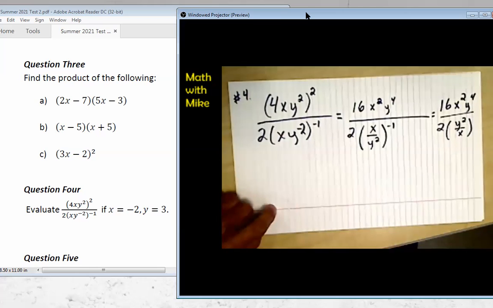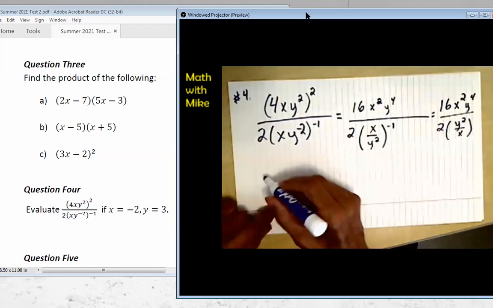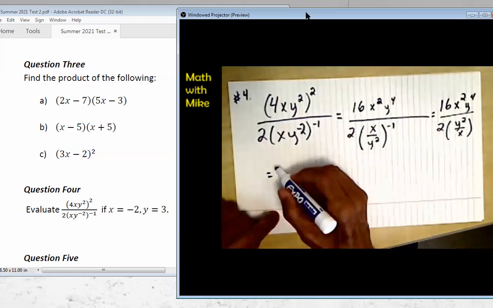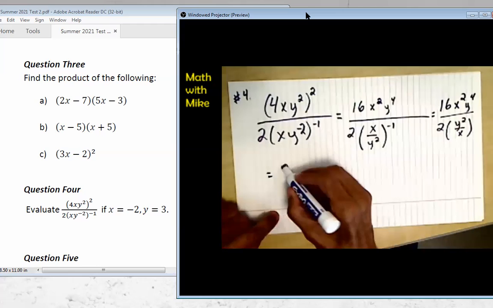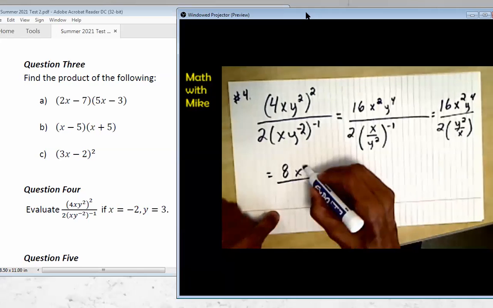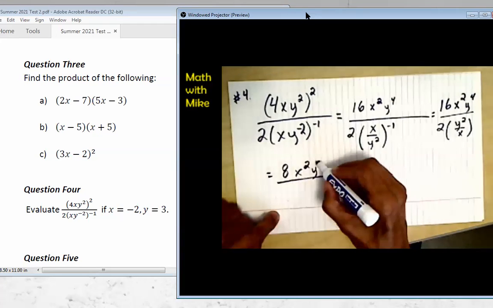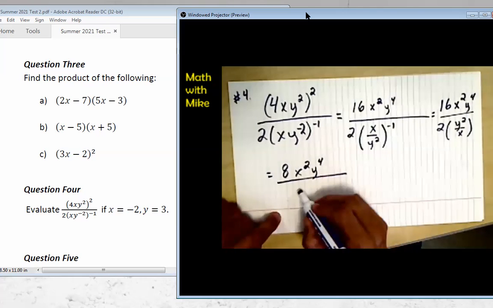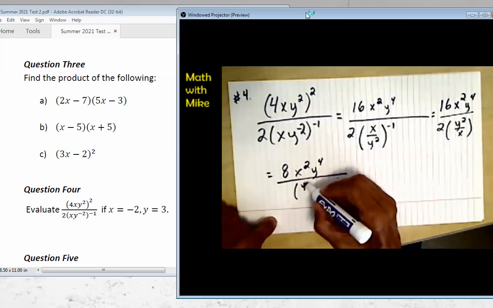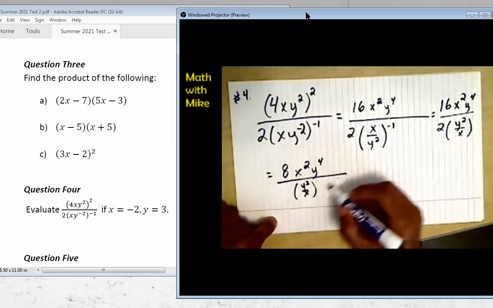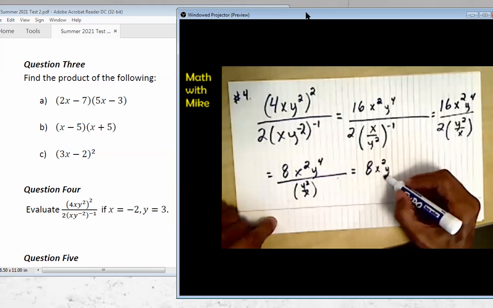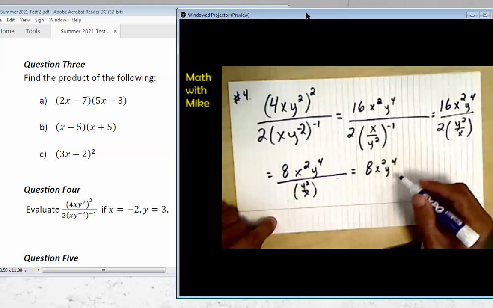Simplify a little bit. 16 divided by 2. I'll take 8. So 8 there for the 16 divided by 2. On the top is still x squared, then y to the 4. Now, this bottom thing, watch, this means this top part is dividing now by y squared over x. So we can rewrite it as 8 times x squared times y to the 4 times now this upside down.